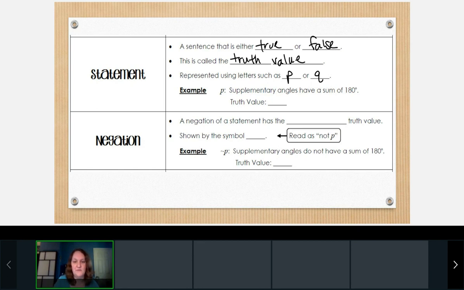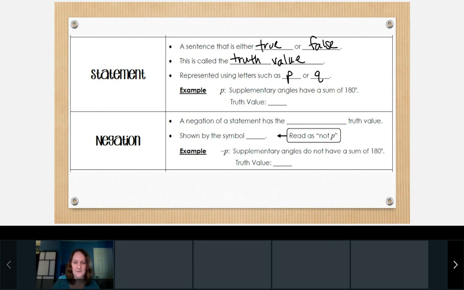Supplementary angles have a sum of 180. Anyone else out there want to answer real quick? Check for true, X for false. All right, well, this does tell me who is here and who isn't actually here.